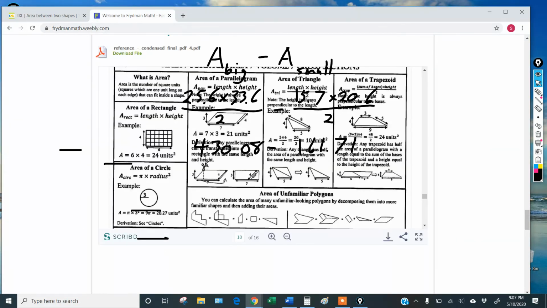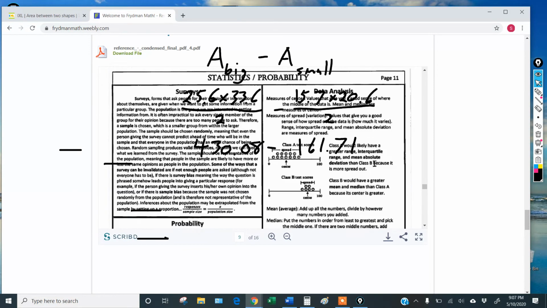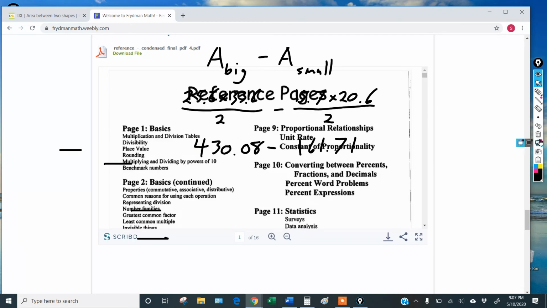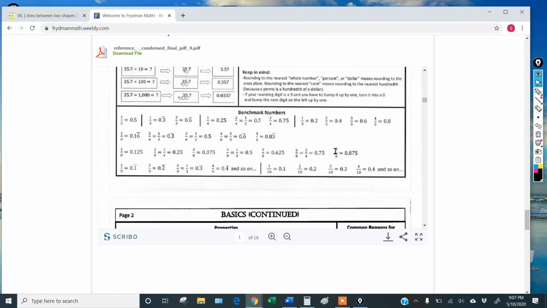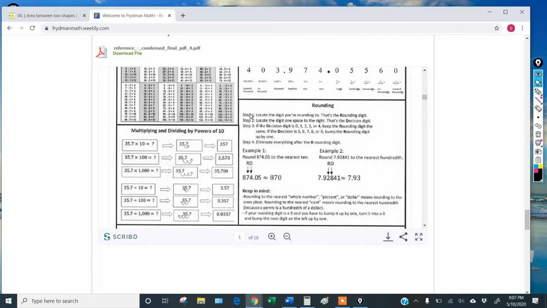So I'll just show you where to look on Frydman Math on the reference pages if you do actually have to do some rounding. It's on page 1, and it's right over here. So step 1, locate the digit you're rounding to. That's the rounding digit. Step 2, locate the digit 1 space to the right. That's the decision digit. Step 3, if the decision digit is 0, 1, 2, 3, or 4, keep the rounding digit the same. If the decision digit is 5, 6, 7, 8, or 9, bump the rounding digit up by 1. And step 4, eliminate everything after the rounding digit.